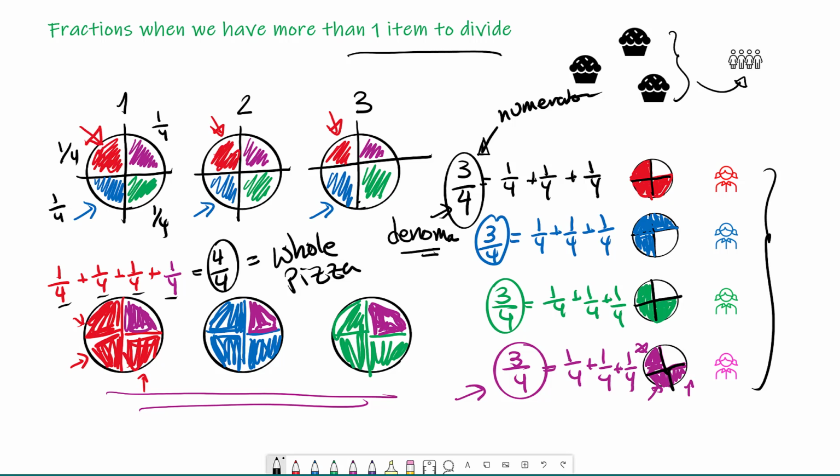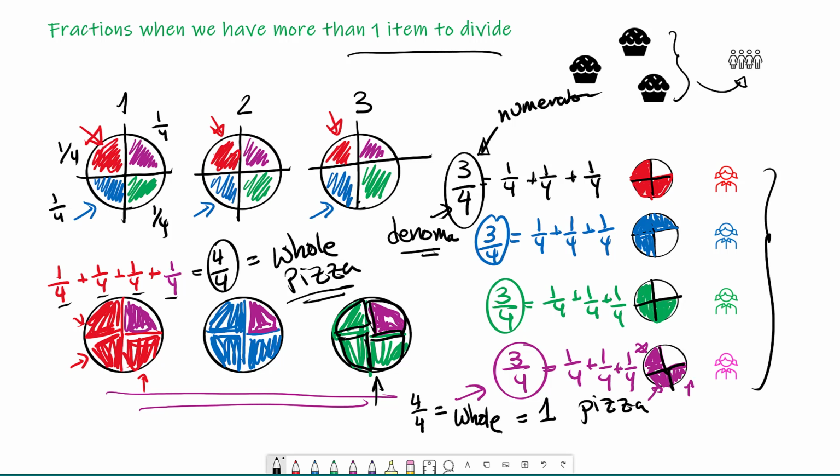The nice thing to see here is that if our denominator equals our numerator, then we have the whole thing. And here you can see the same thing as well. We have 3 of these fourths coming from the green kid, and we have 1/4 coming from the pink kid. Together we have 4/4, which equals the whole. And if we want to know how much is this whole, well, the whole is exactly 1 pizza.